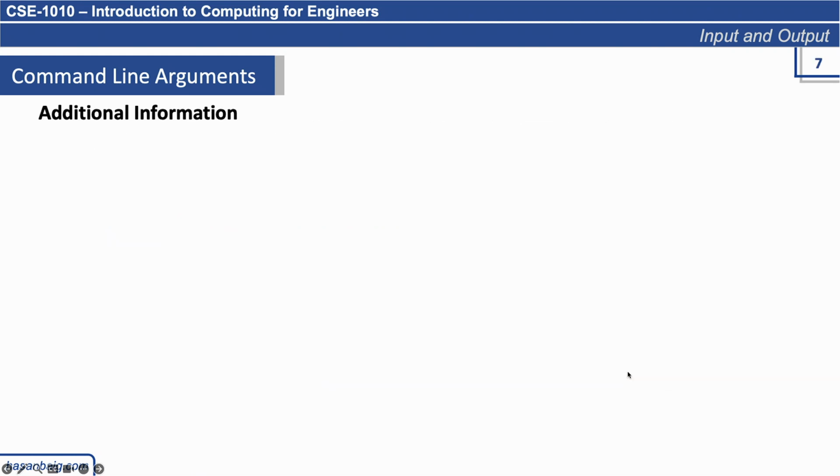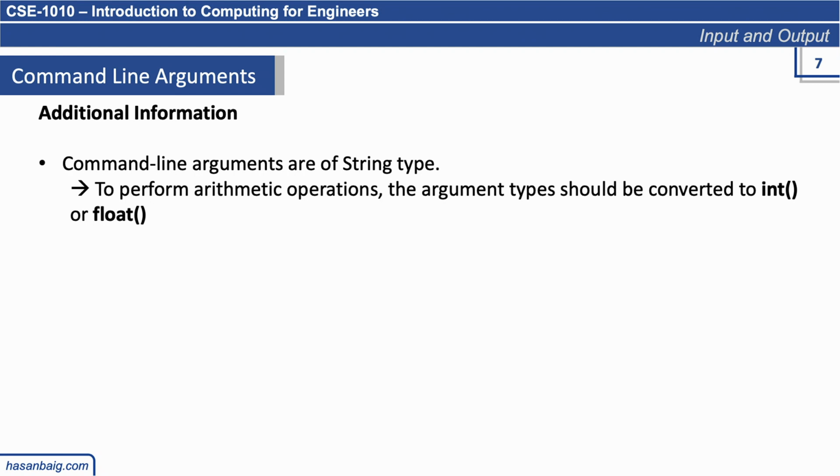Some additional information. So note that command line arguments are of string type always. So whatever we type, you might have already experienced that. Whenever you take an input from a user using the input function, the value is always of the string type. If you have to perform any arithmetic operations on it, you have to first convert the type into either integer or float. Okay, so same is the case here.